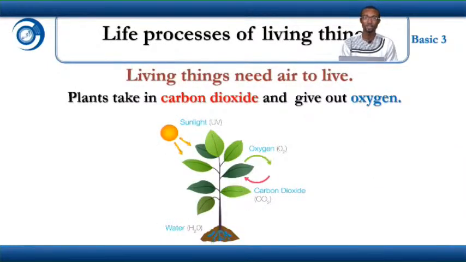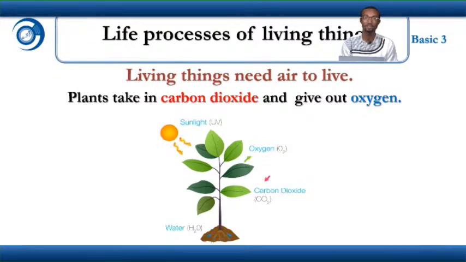If we look at this plant, a plant is also a living thing, and plants also need air to live. If you look at the two arrows there, you see the green arrow moving from the leaf and the red arrow getting into the leaf. The red arrow means that the plant is taking in air, and the green means that the plant is giving out air. Plants also need air to survive.